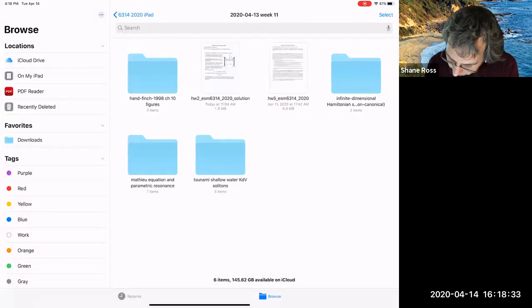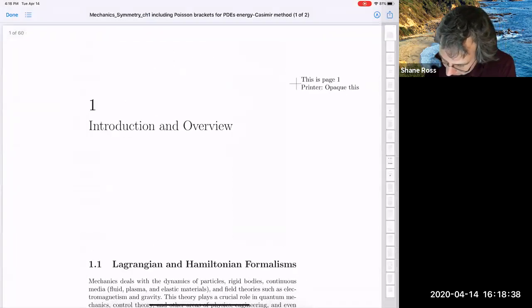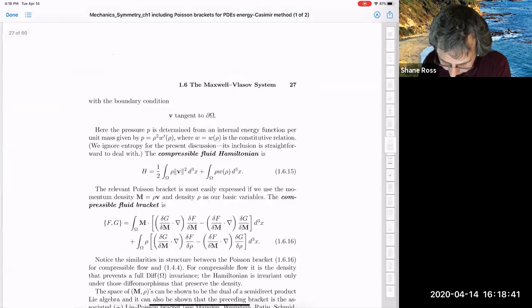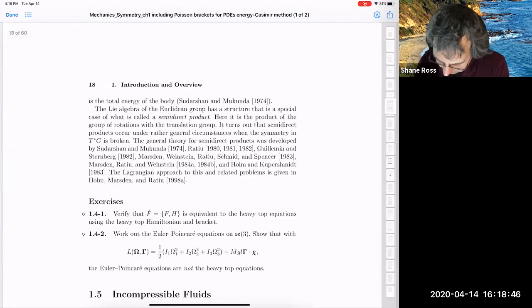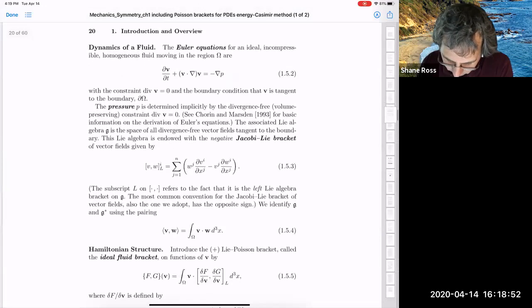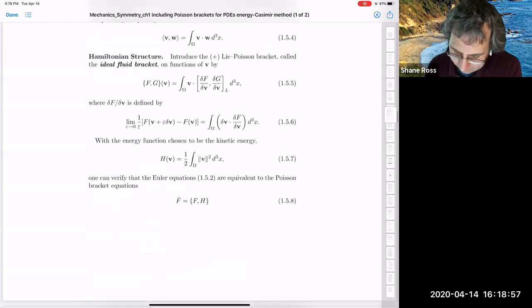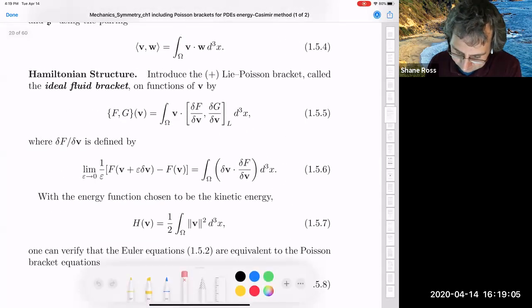But I think I can show, where is it? Let me look at it. This is one of those chapters. Okay. Yeah, here is an example where the Euler equations of a fluid can be written in terms of having a Hamiltonian structure where you've got the Poisson bracket written in this equation 1.5.5 form. This is going to let me draw. There it is.